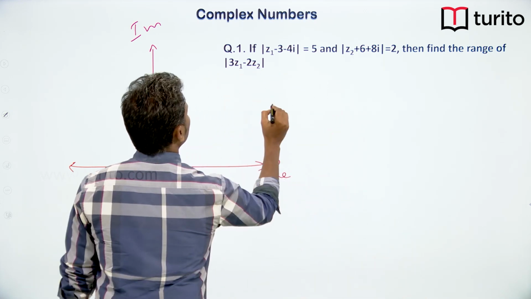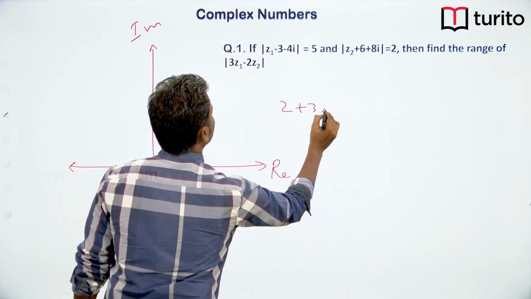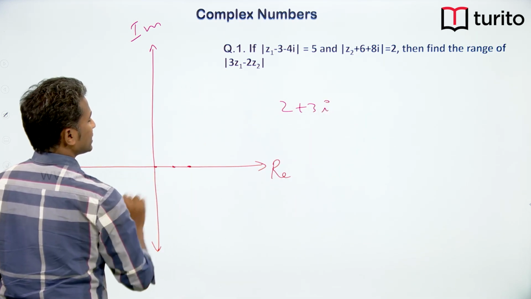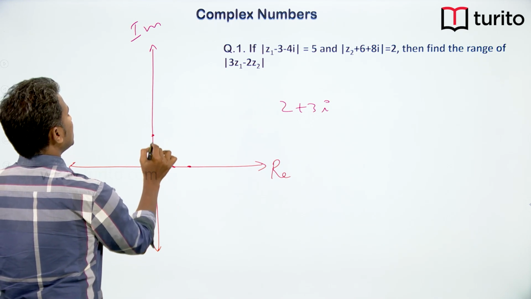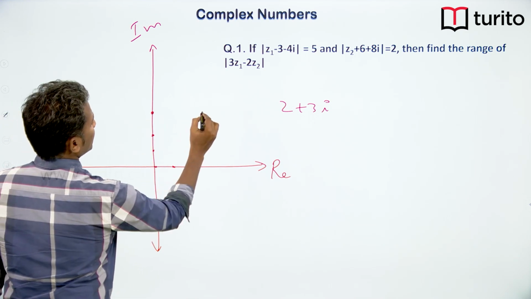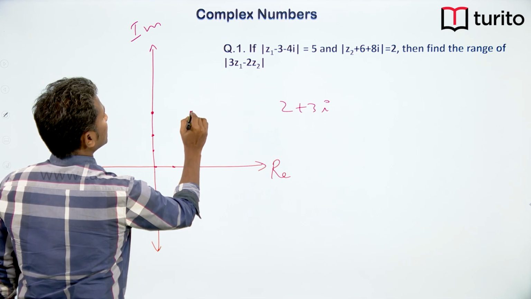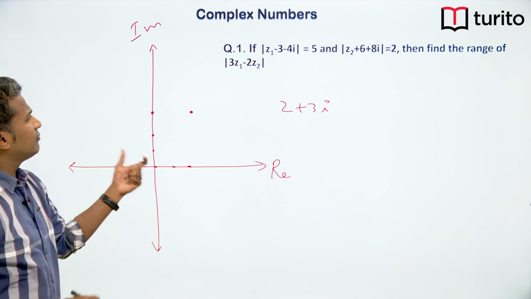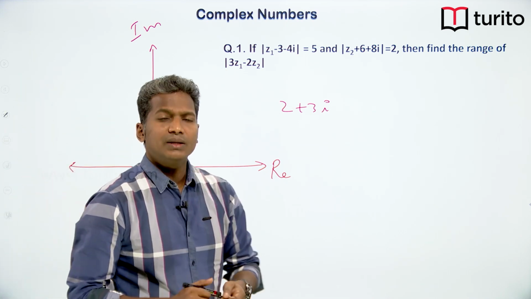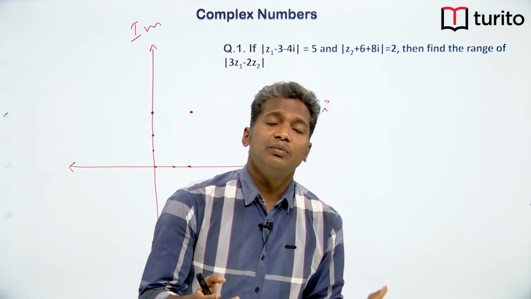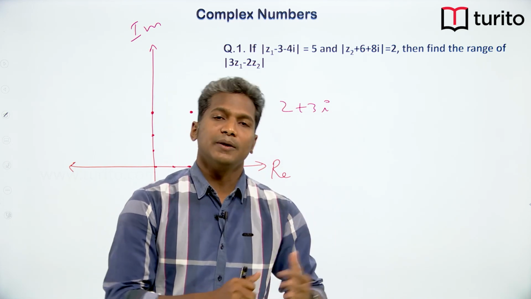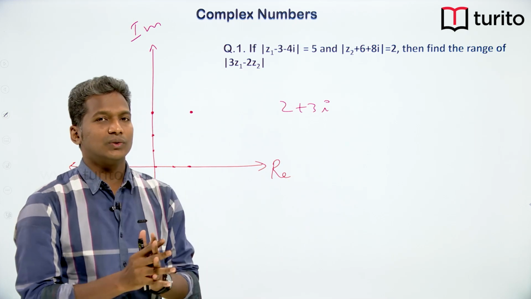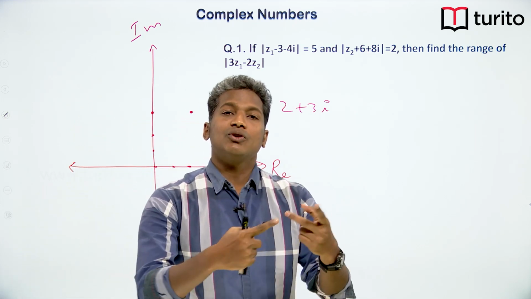Suppose we want to plot this number 2 plus 3i. How do we plot it? We have to take 2 units on the real axis and 3 units on the imaginary axis. So this point can be denoted with 2 plus 3i. So here we can understand that z, which is a complex number in the form of a plus ib, is also a point on the Argand plane. So it's a number, it is also a point.